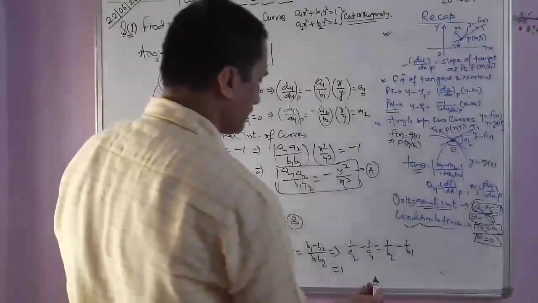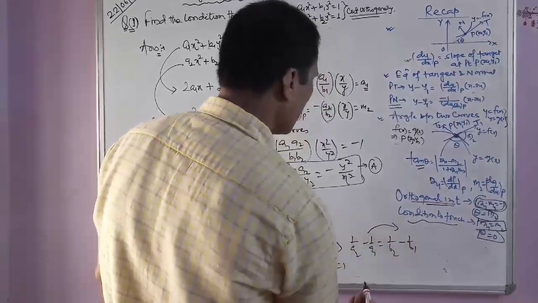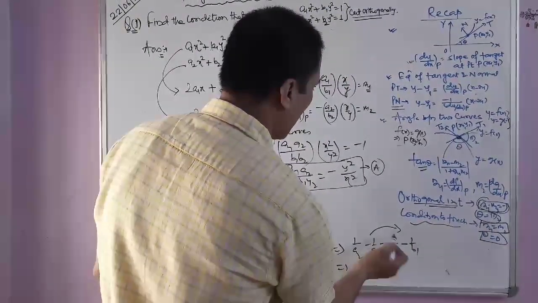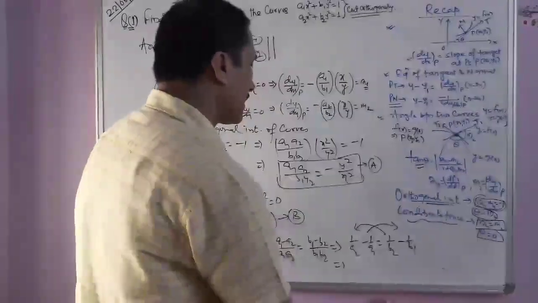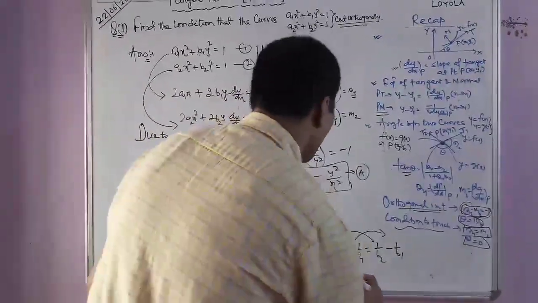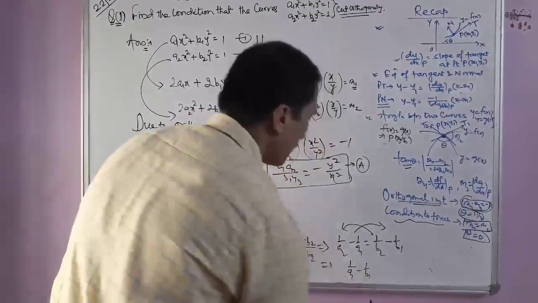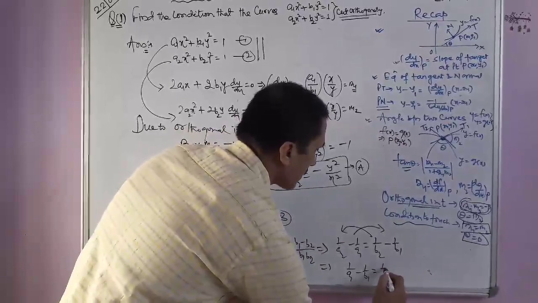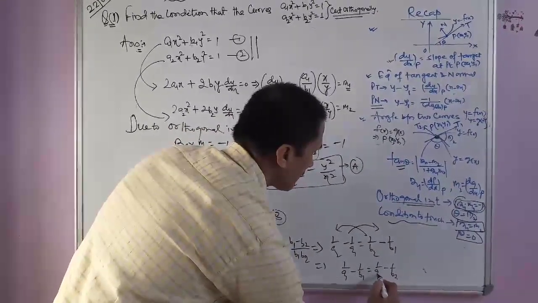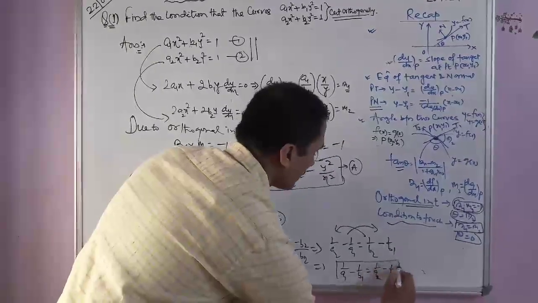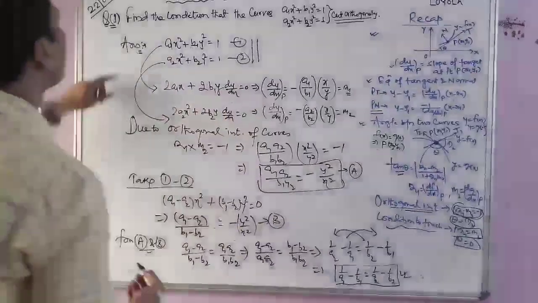This implies shifting this in RHS and 1 by b2 in LHS, we get 1 by a1 minus 1 by b1 equals 1 by a2 minus 1 by b2. This is the required condition.